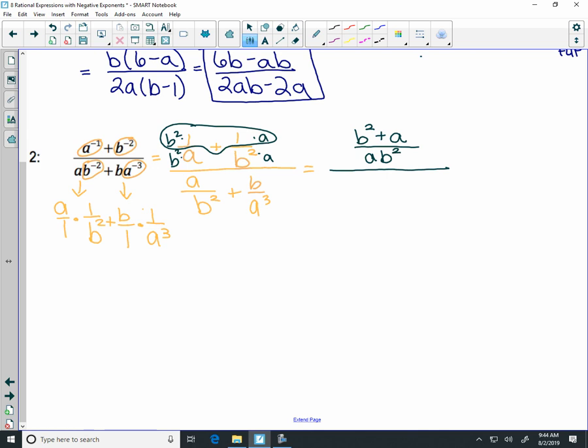All right, denominator. My b squared fraction needs a cubed over a cubed. And my a cubed fraction needs b squared over b squared. Lots of a's and b's here. My denominator looks like this: a cubed b squared. My numerator is a cubed times a, so a to the 4th, plus b times b squared, b cubed. Lovely.